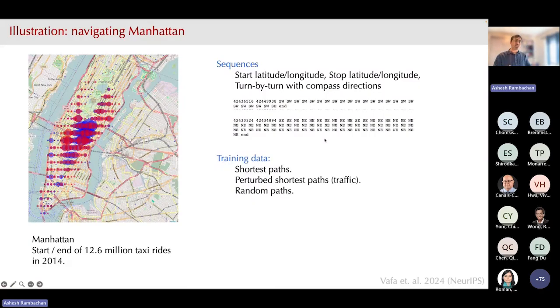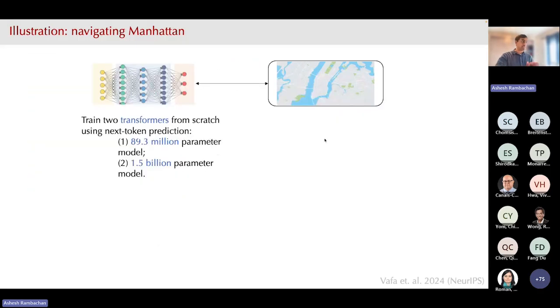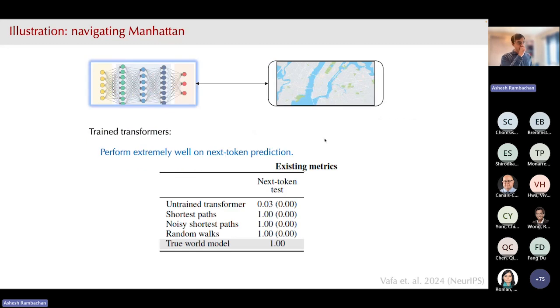So what we can do is develop and train large transformer architectures, the backbone of modern large language models, from scratch to do next token prediction on these sequences. In particular, we focused on training two different transformer architectures, one with about 90 million parameters and another with about 1.5 billion parameters. And when we did that, we found this transformer does amazingly well on next token prediction of turn-by-turn navigation in New York City.